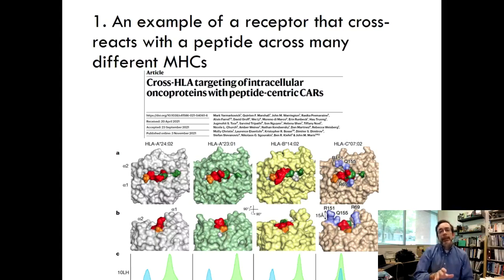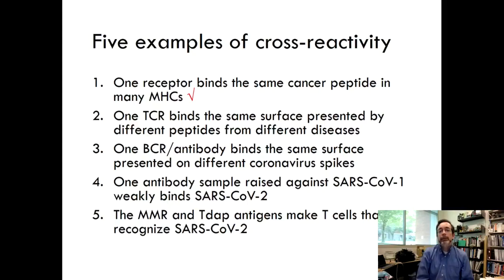So that's an example of a receptor, their CAR receptor, that will cross-react with a peptide across many different MHCs. That's our example 1 of cross-reactivity. And now I'm going to have 4 more examples real quick of what I mean when I talk about cross-reactivity.